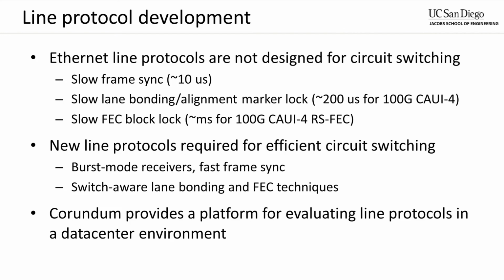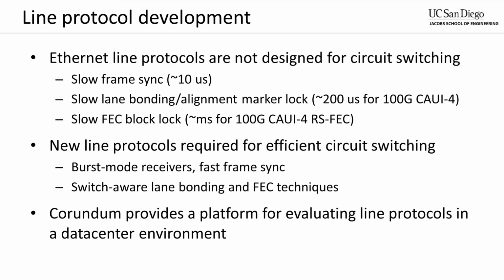Current Ethernet line protocols are not designed with circuit switching in mind. As a result, it can take quite a long time for a link to recover after an interruption. For 10G and 25G links without FEC, only clock data recovery and frame sync are required, which generally takes around 10 or 20 microseconds. For 40G and 100G links, lane bonding is required, and it takes around 200 microseconds for a 100G link to obtain alignment marker lock across all 20 virtual lanes.